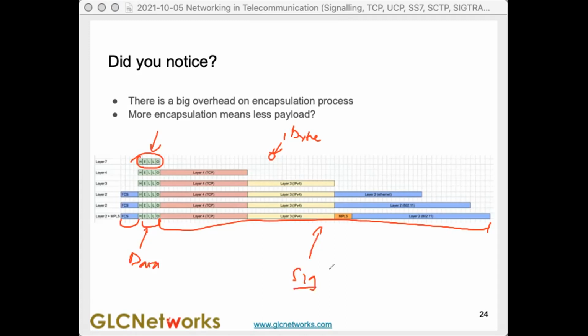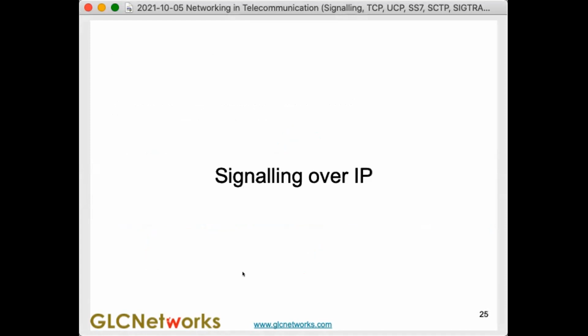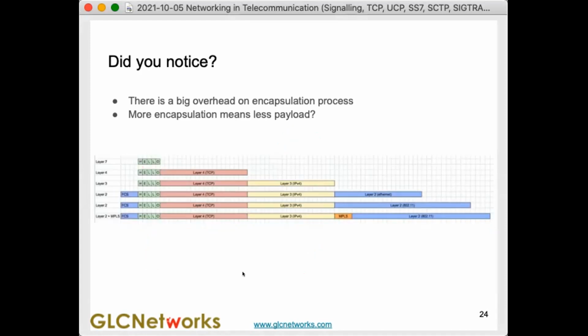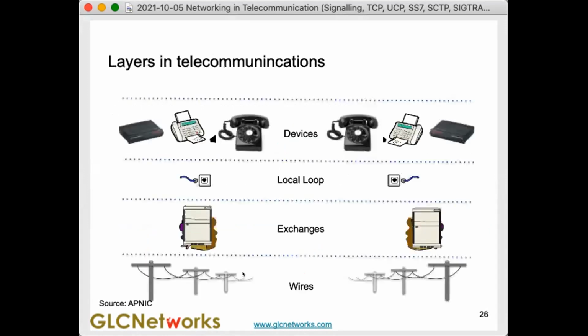So it's the same concept from telecommunication and the IT, I mean the IP world. Because we have the same concept, humans think again: why don't we put signaling over IP? We already know that IP has a similar structure, so perhaps we can combine them. Signaling over IP.